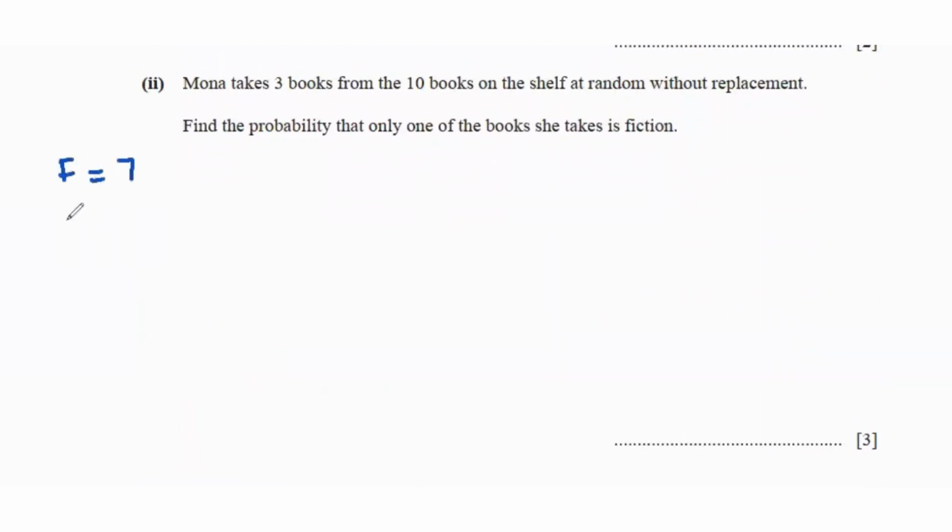Fiction is 7 and non-fiction is 3. So she's taking 3 books, and this time without replacement, so the total number will change now. We have to find the probability that only one of the books she takes is fiction. If one of the books is fiction, we have 7 over 10 times 3 over 9 times 2 over 8.